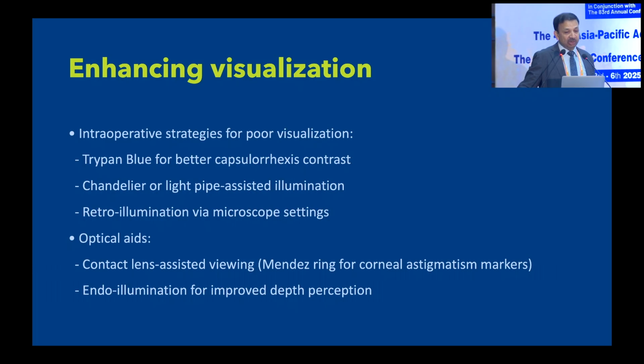And having good retroillumination is also great. You can use even chandelier or light pipe illumination. So having that, like a forced red glow, you can call it, when you put a chandelier. Or if you use a light pipe, you switch off the microscope light and use the tangential light to try and get that.